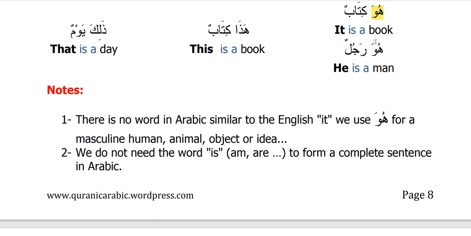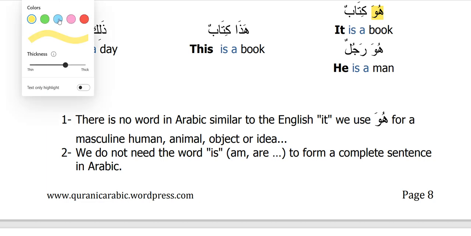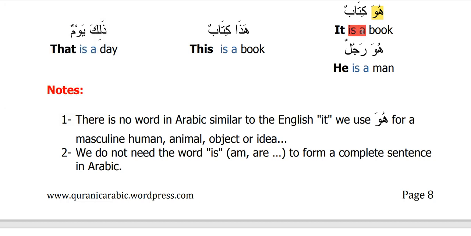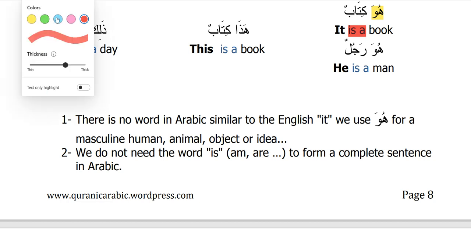Huwa, right? You put a pronoun with the indefinite word kitabun. So what is the translation? It is a book. So here what is happening? The "is" and "a" do not exist in Arabic. Instead, in Arabic, huwa is also translated as it.